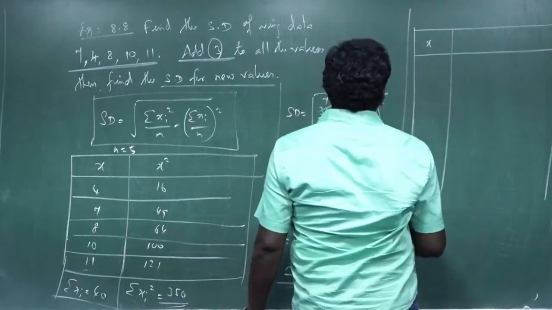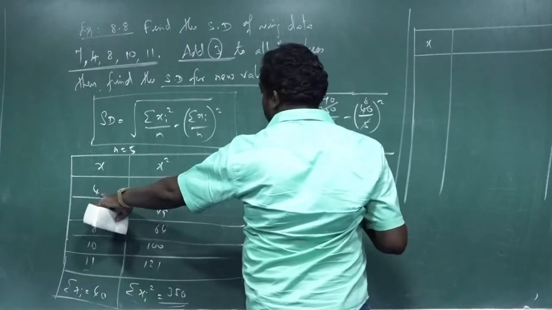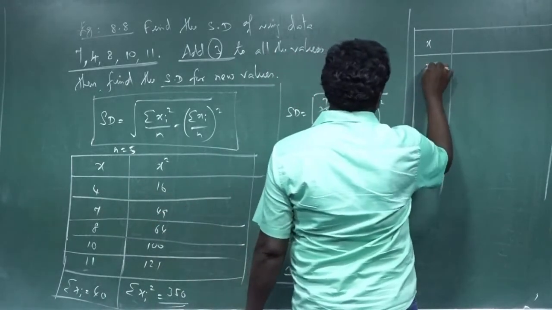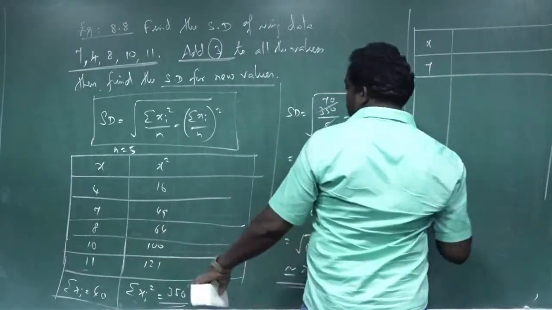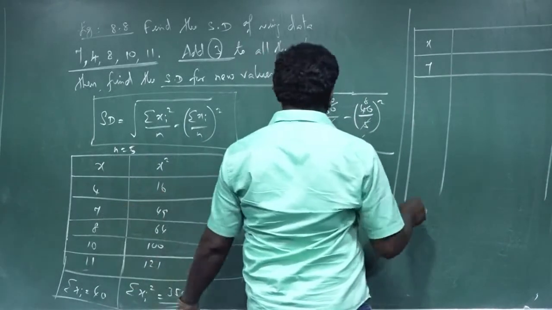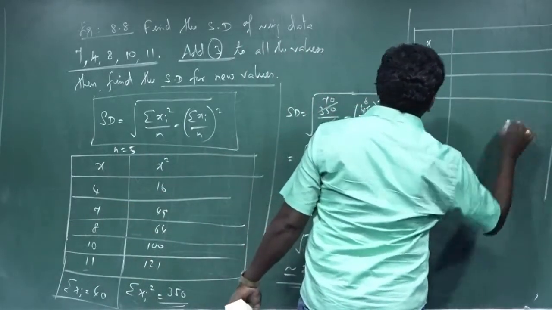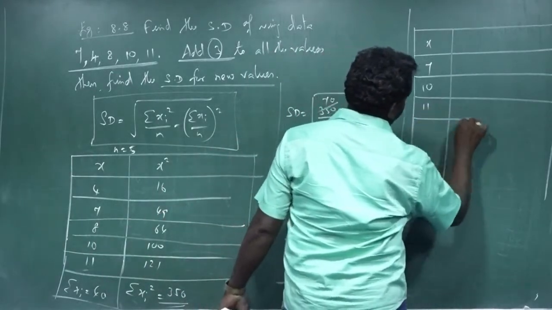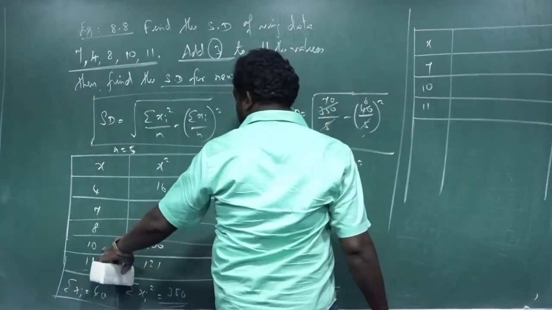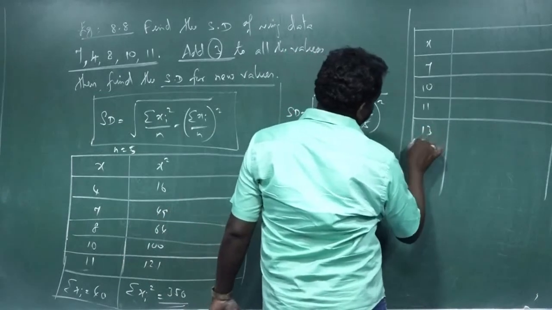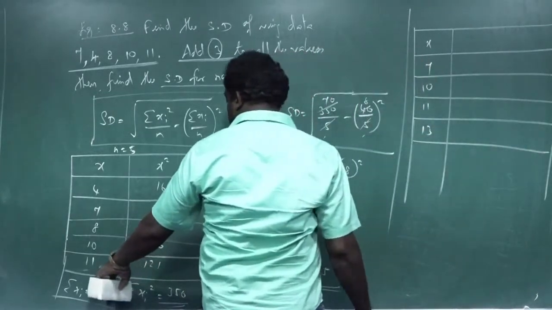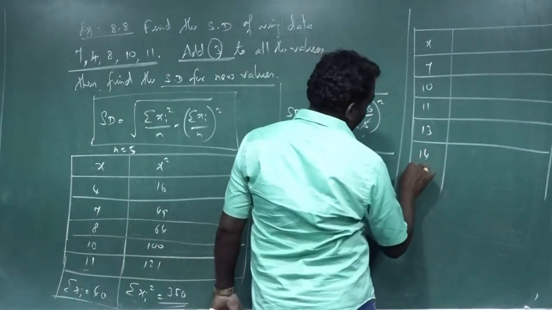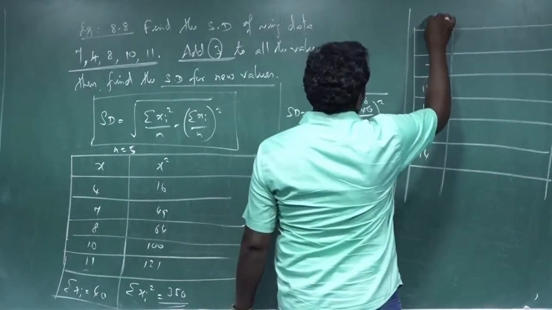In the x values, the first number 4, added by 3, is 7. The second number 7, added by 3, is 10. The third number 8, added by 3, is 11. The fourth number 10, added by 3, is 13. The fifth number 11, added by 3, is 14. These are the new values.